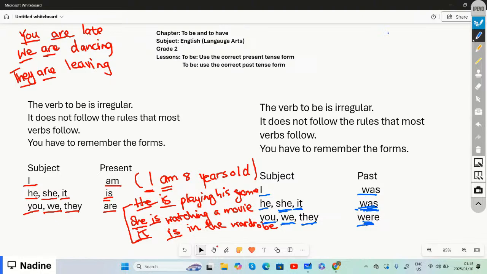And this is basically how we can use the verb to be. And like we say, when the verb to be is irregular, then it does not follow the rules that most of the verbs follow. We're not going to say add ed, add this, add that. You're going to have to remember the verb form. You're going to have to remember the form, whether it's in the present tense or whether it is in the past tense.